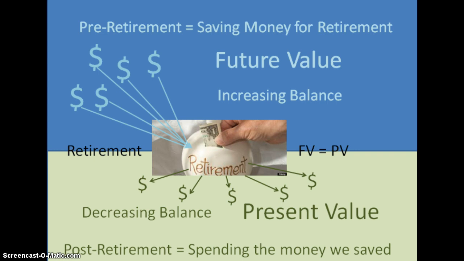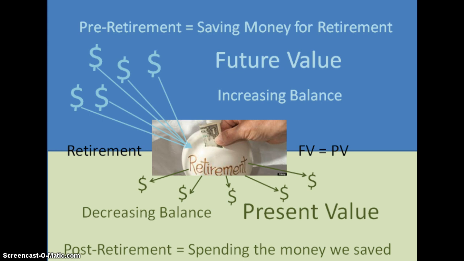So in the blue is pre-retirement. So this is when we're saving money. So you see all the dollar signs going into the retirement fund. This is where we would use the future value. We are paying in, so we're increasing the balance.